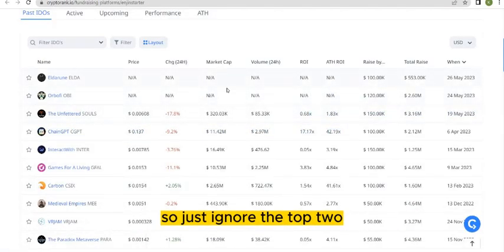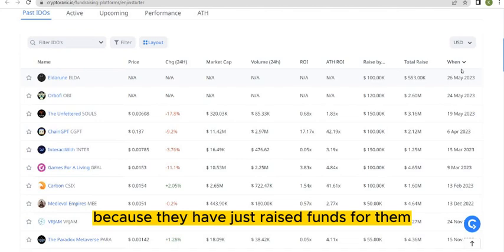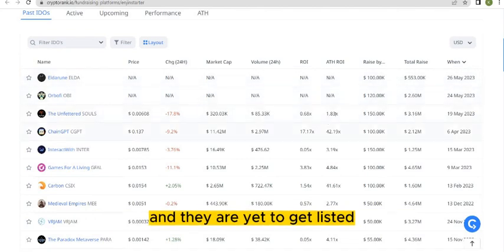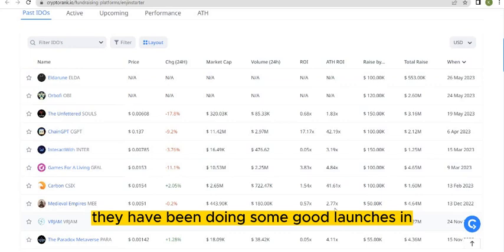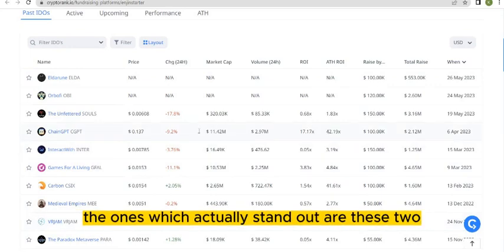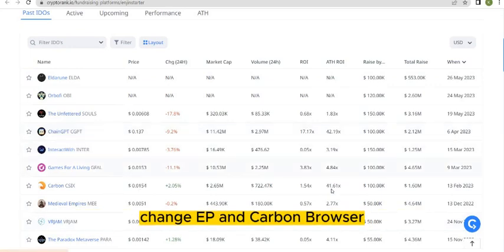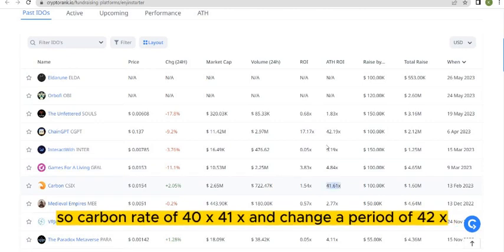So just ignore the top two because they have just raised funds and are yet to get listed. Let's see the other listings. They have been doing some good launches. The ones which actually stand out are these two, ChainGPT and Carbon Browser. So Carbon did a 40x, 41x, and ChainGPT did a 42x.